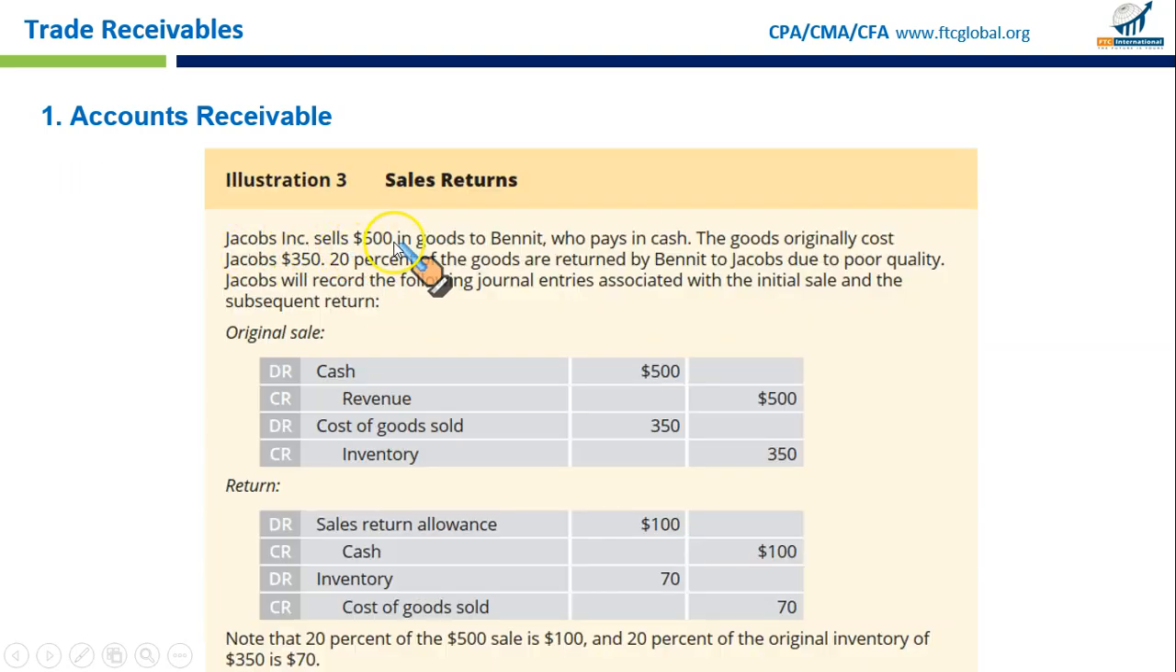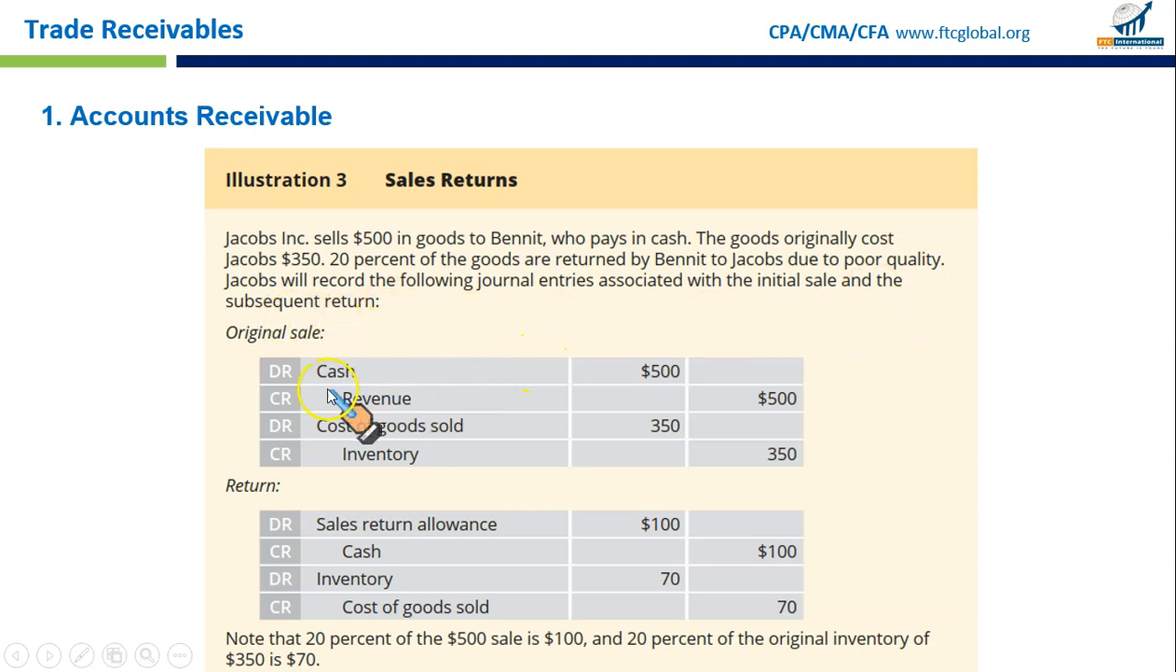Jacobs Incorporated sells $500 in goods to Bennett, who pays in cash. The goods originally cost Jacobs $350. 20% of the goods are returned by Bennett to Jacobs due to poor quality. Jacobs will record the following journal entries associated with the initial sale and the subsequent return.